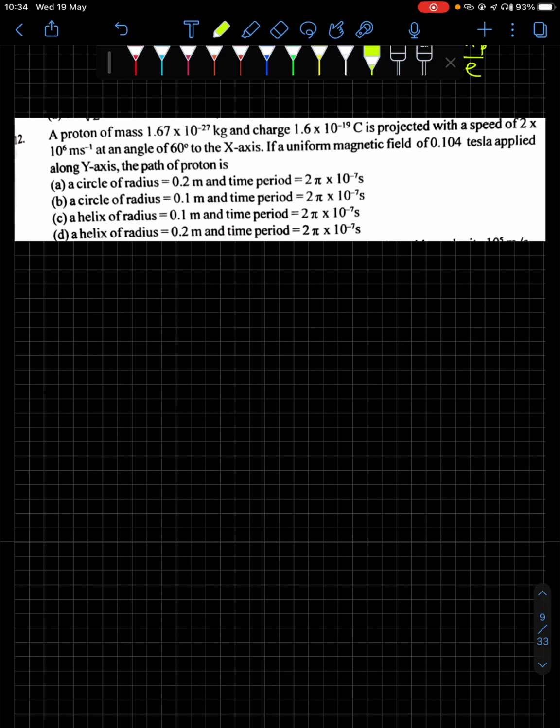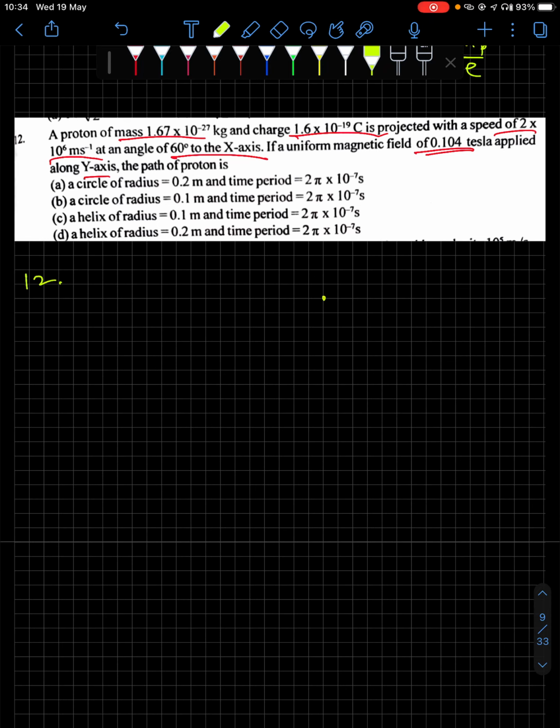Next, question number 12. A proton of given mass and charge is projected with a given speed at an angle of 60 degrees to the x-axis. A uniform magnetic field of the given value is along the y-axis. What is the path of the proton?